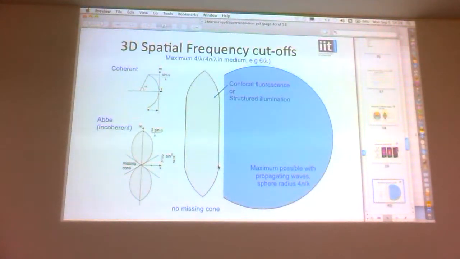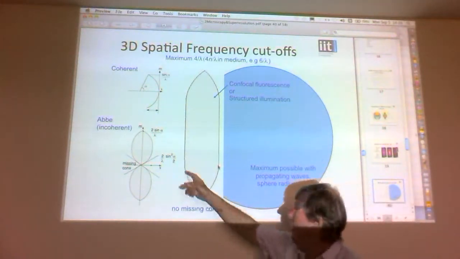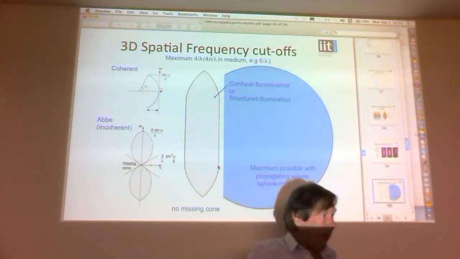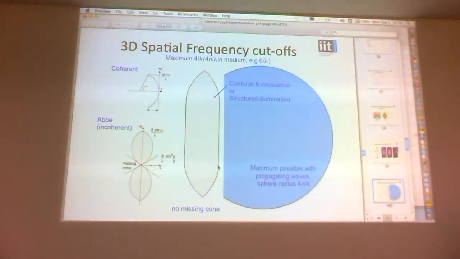So the digital holography is basically a coherent method. So it has a 3D transfer function, a 3D coherent transfer function, which is like this. So firstly, the 3D information it picks up is very, very poor.